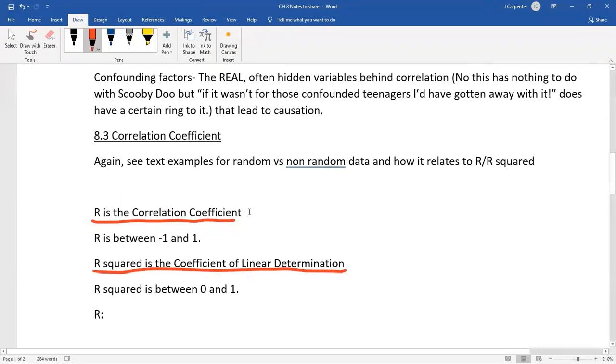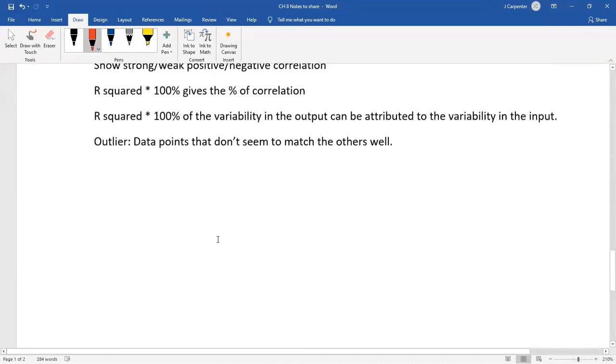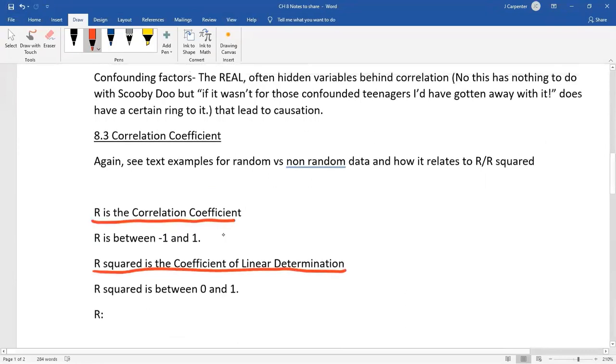So R is the correlation coefficient. R is between -1 and +1. And did I write it in interval notation later? I do not, so let me write it to the side. So -1 less than R less than 1. R squared, which is literally just take the value of R and square it, is the coefficient of linear determination.